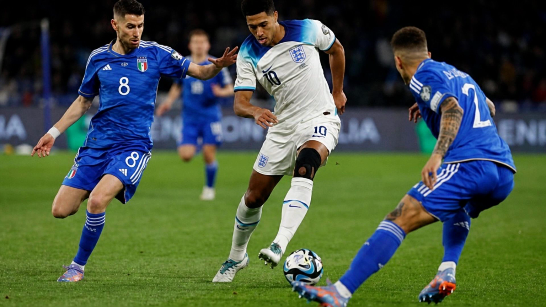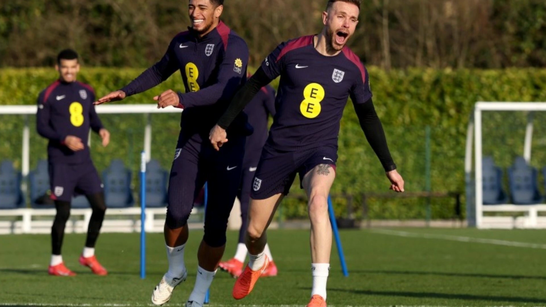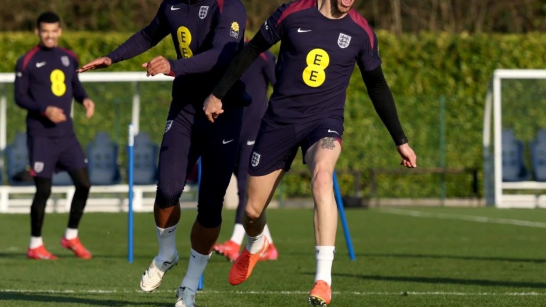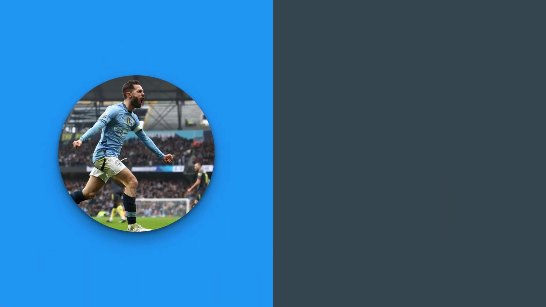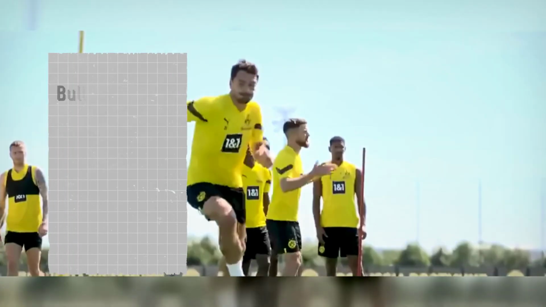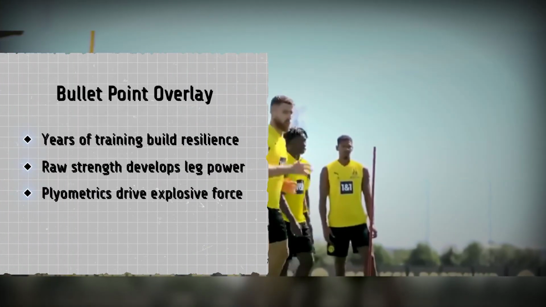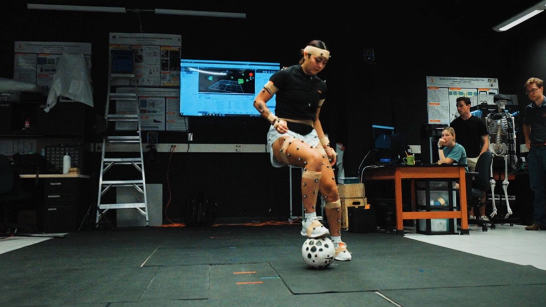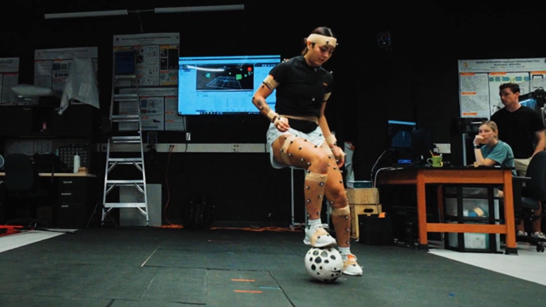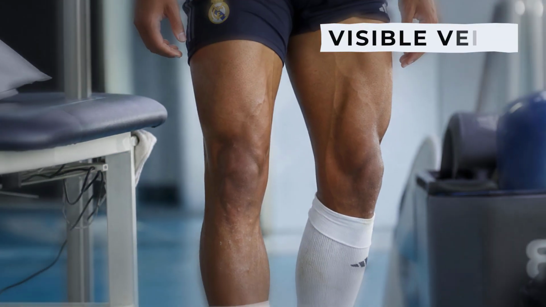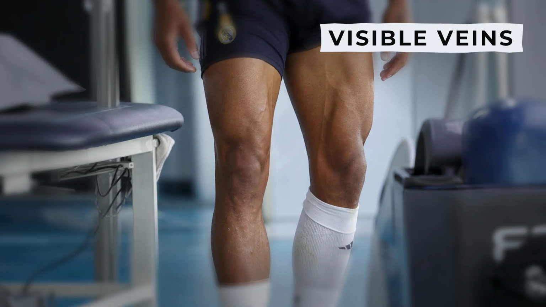Sudden braking, pivoting, and cutting at high speeds impose severe eccentric stress on the hamstrings and the gastrocnemius muscle in the calf. Football actions consist of repeated explosive bursts, completely different from steady, continuous running. Over years of training, this conditioning, which blends raw strength, plyometric power, and sprint endurance, forces the lower body to adapt structurally. As the muscles grow, they alter the physical contours beneath the skin, pushing the superficial veins outward and making them highly visible against the surrounding tissue.